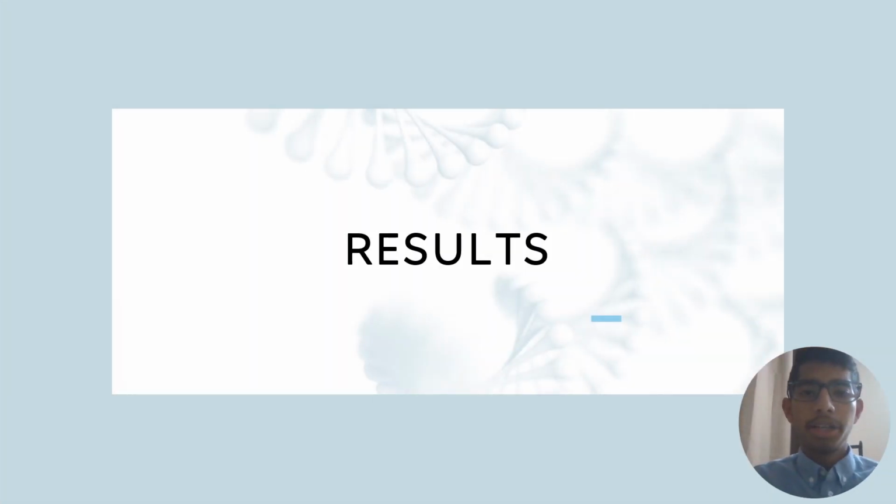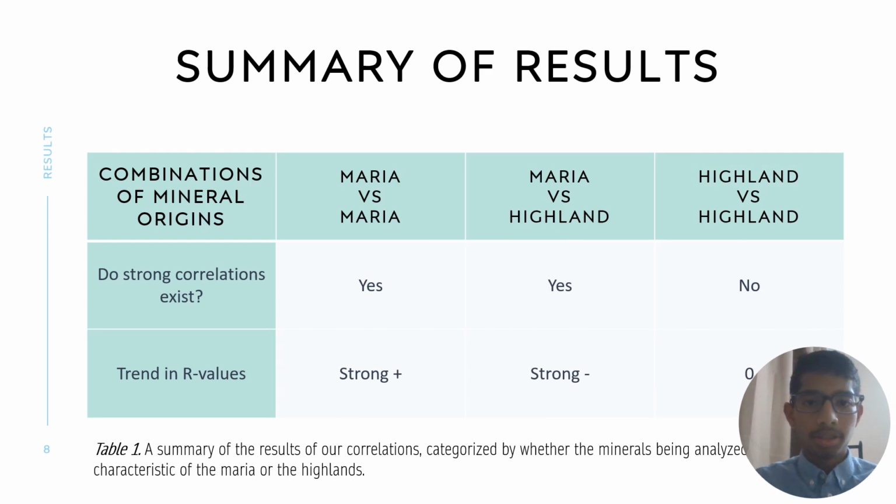So, what did the linear regressions produce? In the correlations between minerals, which were both characteristic of the Maria, many strong positive correlations were observed. In the correlations between minerals, one characteristic of the Maria and the other characteristic of the Highlands, strong negative correlations were observed. However, no strong correlation was observed between two minerals both characteristic of the Highlands. Let us now see why.